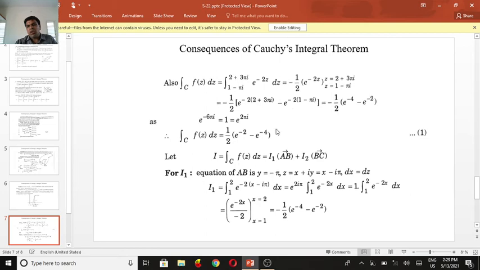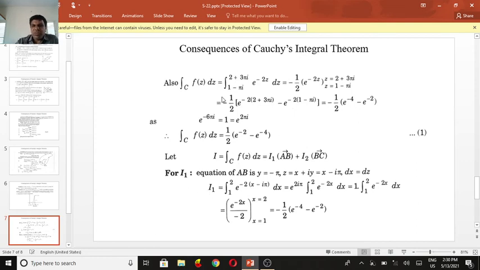So if we come to the Cauchy integral formula, e^(6πi) is cos 6π plus i sin 6π. The sine multiple of π is 0, so cos 6π is 1, and again cos 2π is 1. That is, we get e^(6πi) is 1 and e^(2πi) is also 1. So the integral over C of f(z) dz should be equal to 1/2 times (e^(-2) minus e^(-4)). If we take the minus outside, it becomes positive.